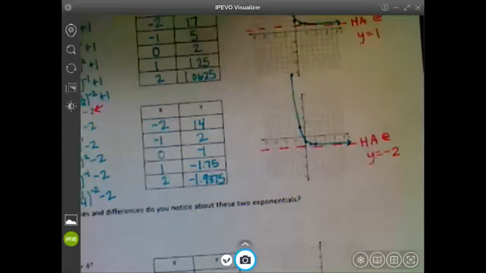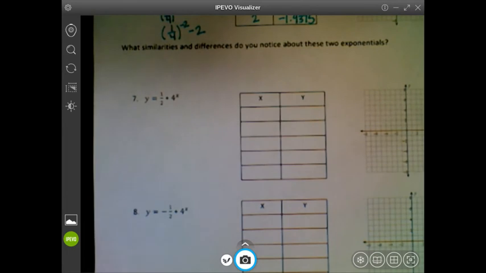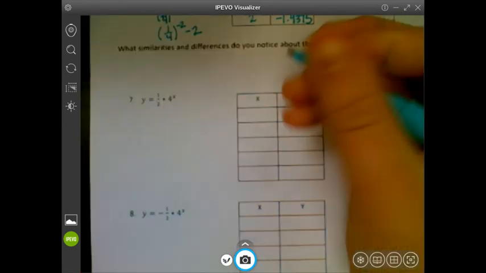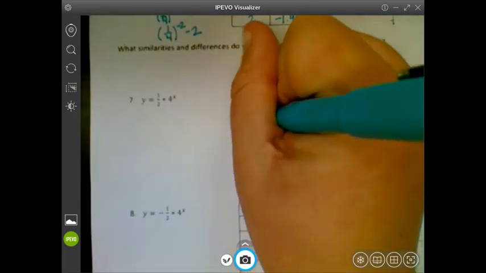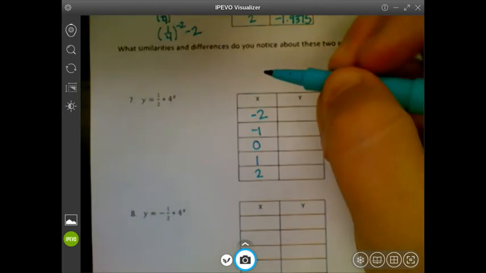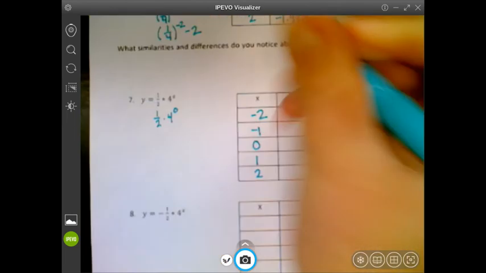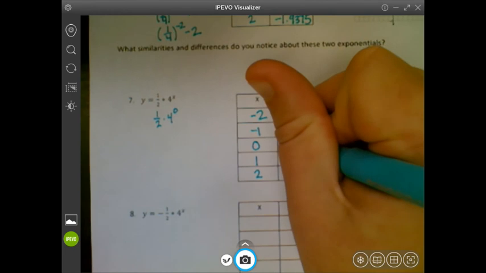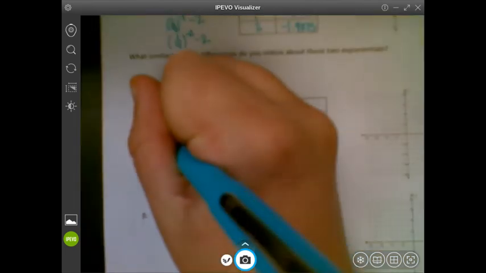All right, we have one more section, sorry, that we're going to talk about. And this is now what's happening when you have a number in the front. So we're still going to plug in those same numbers: 0, 1, 2, negative 1, negative 2. And we'll see what happens. So plugging in 0 first. This is 1/2 times 4 to the power of 0. 4 to the power of 0 is 1. 1 times 1/2 is 1/2. Remember, you have to do exponents first based off the order of operations.